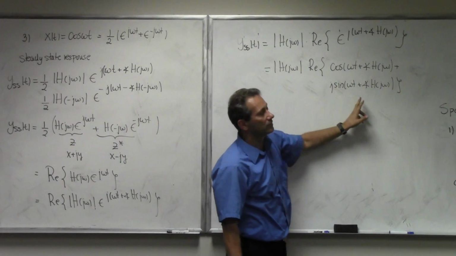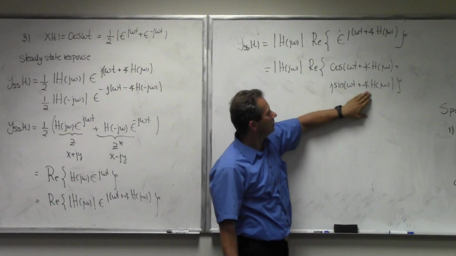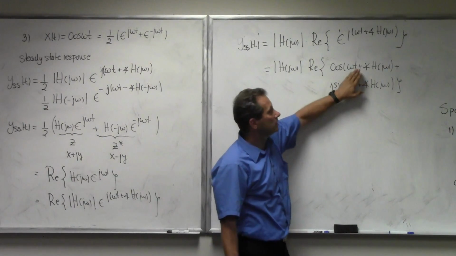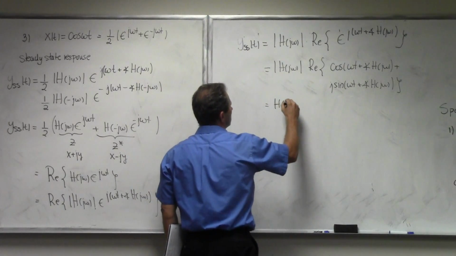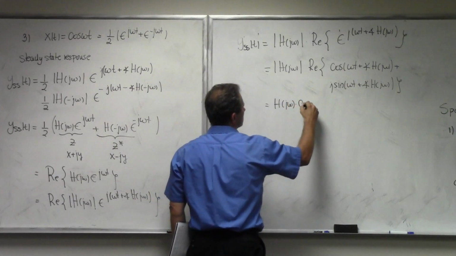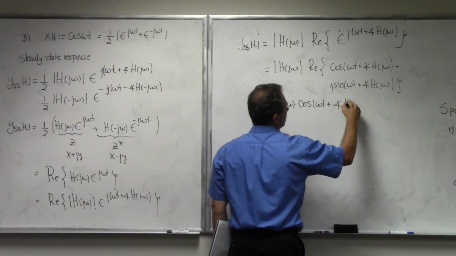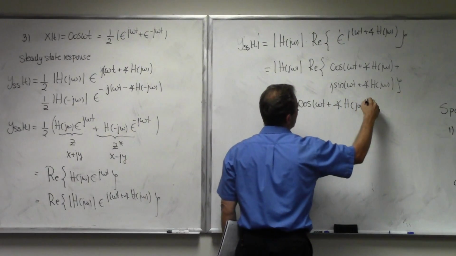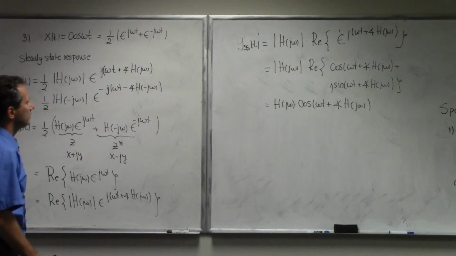And what is the real part of this? What is the real part of these two? It's cosine. Just the cosine, right? So you end up with the magnitude of h of j omega times cosine of omega t plus the angle of h of j omega. Right? So we have a beautiful result.